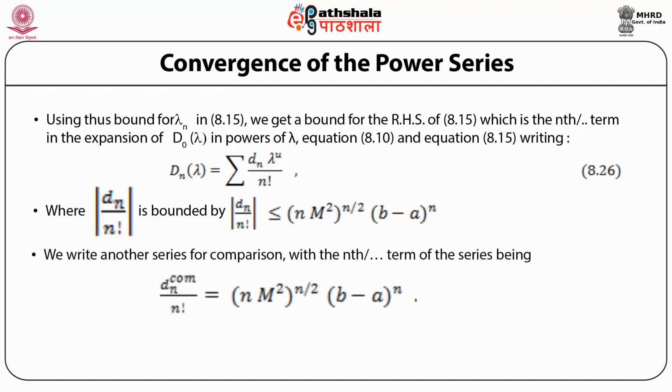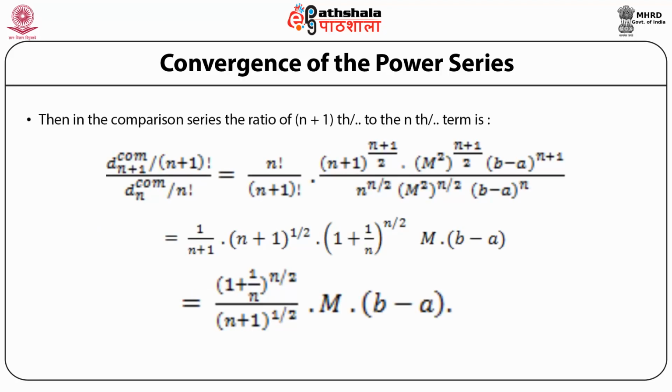So we write a comparison series to test the convergence of the series. We'll make use of the comparison test. So we write a comparison series whose terms are D_n by n factorial compared with (n m squared)^(n/2) (b minus a)^n. Then in the comparison series, the ratio of the n plus 1th term to the nth term, we can see to be equal to (1 plus 1 by n)^(n/2) divided by (n plus 1)^(1/2) into m into (b minus a).